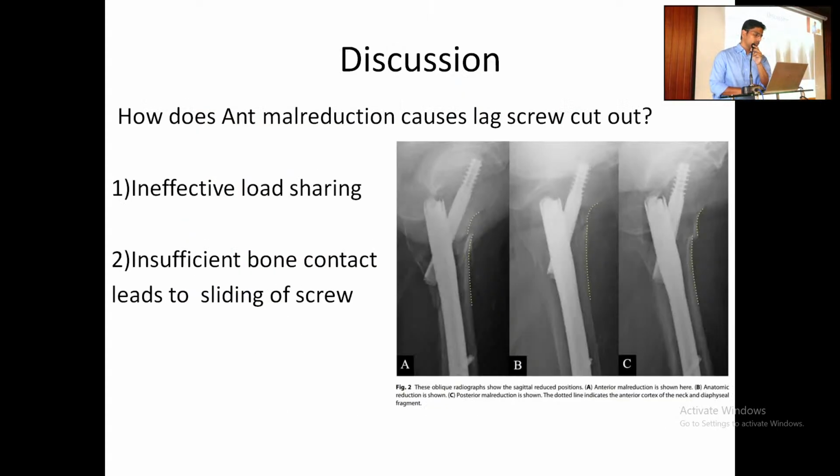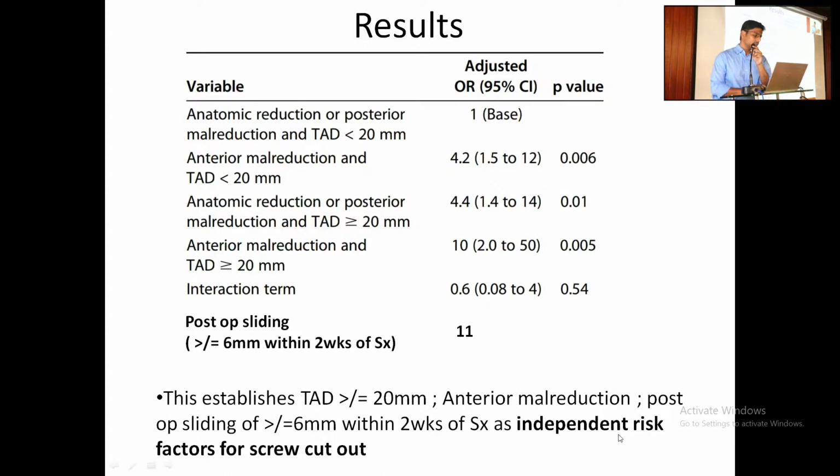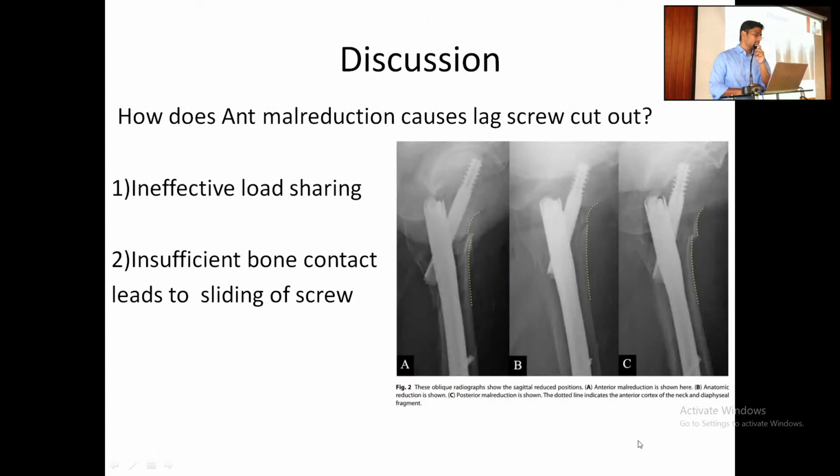So we have concluded that anterior malreduction is a risk factor, but let us see how it causes lag screw cutout. So how does an anterior malreduction cause lag screw cutout? Let us understand this. In anatomic reduction and posterior malreduction, we can see the distal fragment is in continuation with the neck fragment. So whenever the patient tries to weight bear, the forces are transmitted from the diaphysis into the neck and then the hip. So there is a continuation, but in anterior malreduction, there is no continuation between these two.